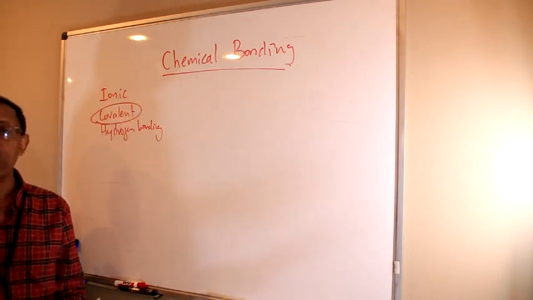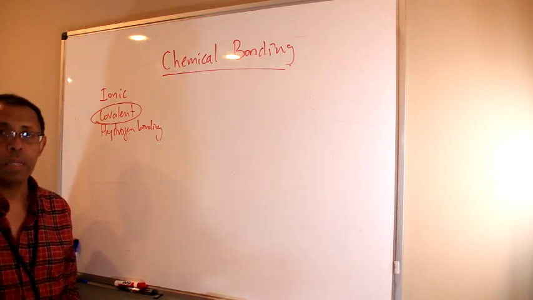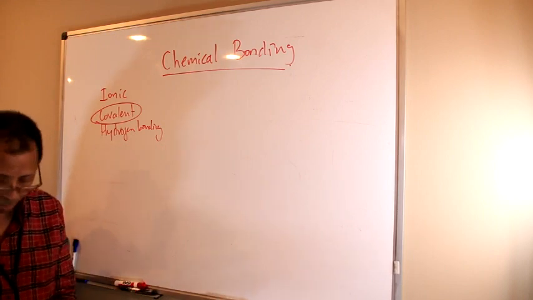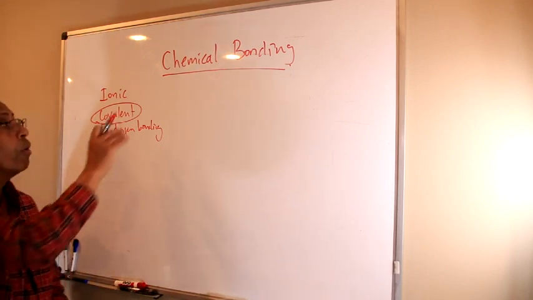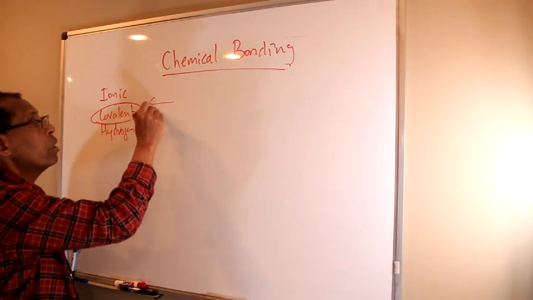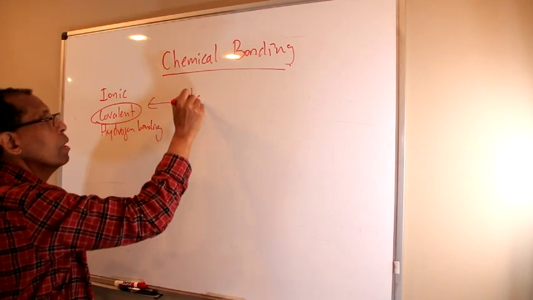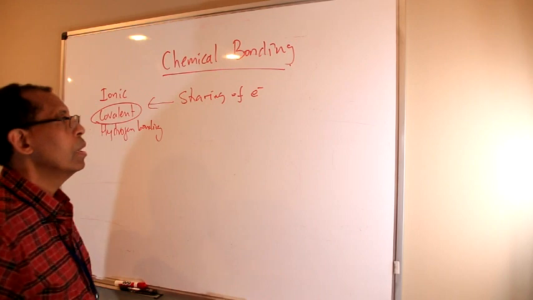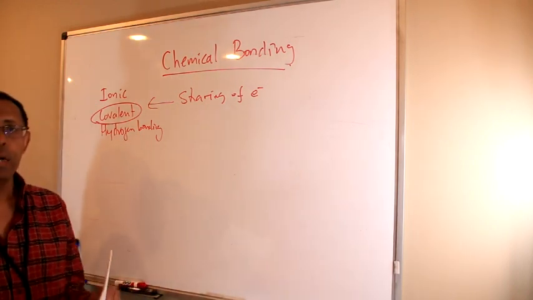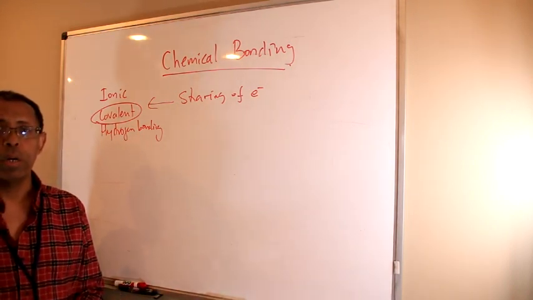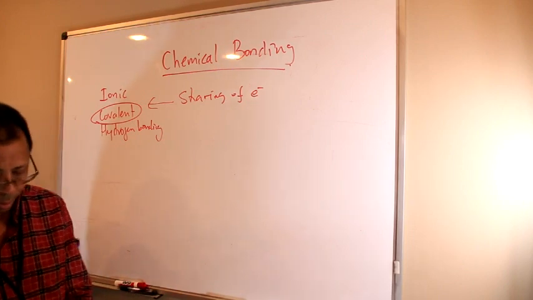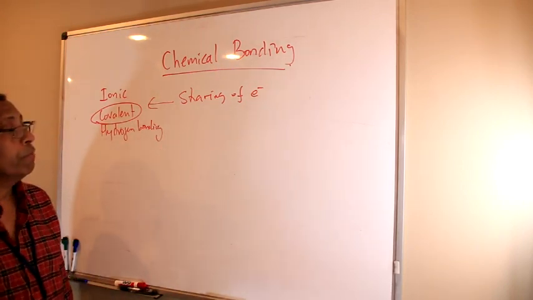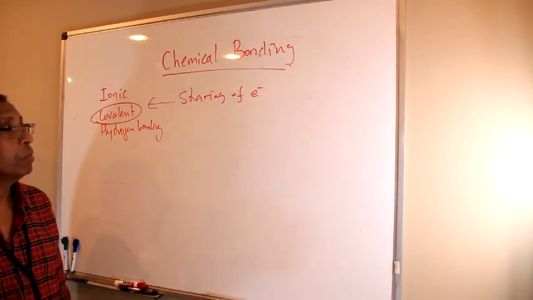This is because most of the bonding that exists in organic compounds is mainly covalent bonding. As you know, a covalent bond is sharing of electrons between atoms. So the bond that is being formed is shared between two atoms. This is just a review of what you already knew.